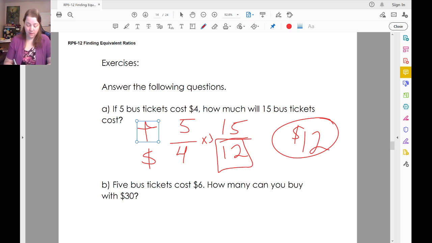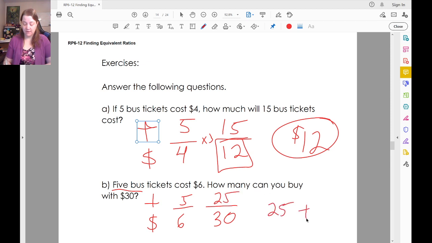Welcome back. So we're still talking about tickets to dollars, and this time 5 bus tickets cost $6. How much can we buy if we have $30? Now the 30 is not going to go in the tickets row, it's going to go in the dollars row. 6 times 5 is 30. 5 times 5 is 25. We can buy 25 tickets.